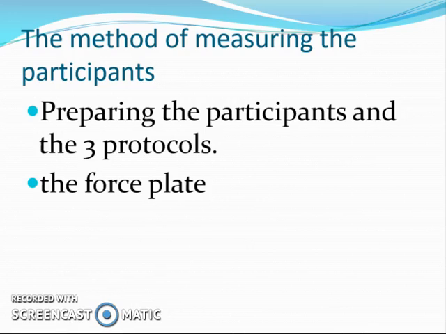The final protocol was to make sure they were in the right position when they came to jump and that their legs were at the correct angle. When doing this, we had to calibrate the force plate to the correct weight of the participant so it could measure the correct data in the correct way.